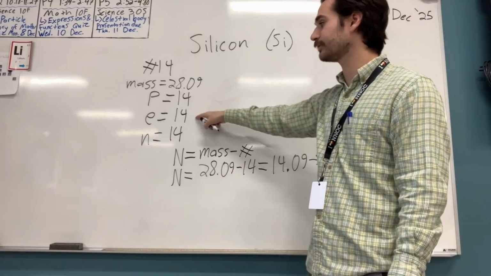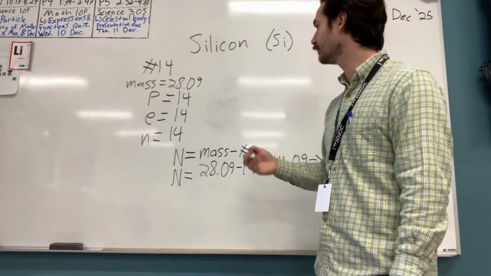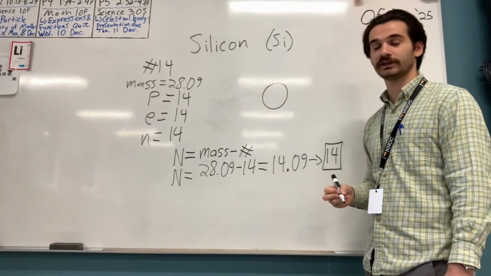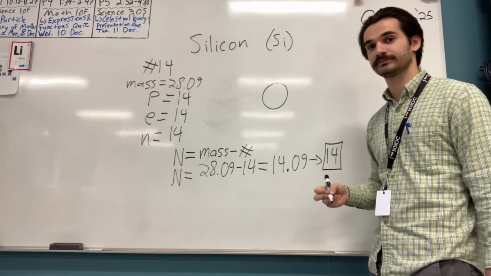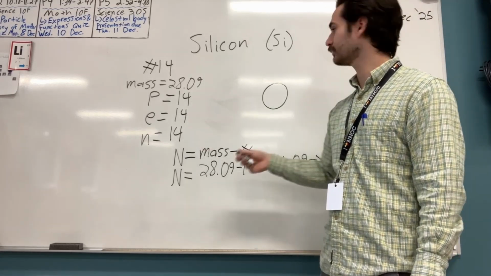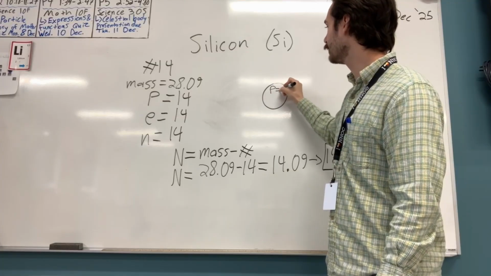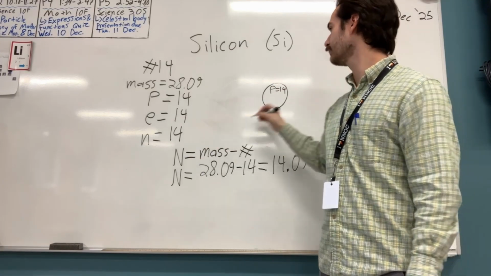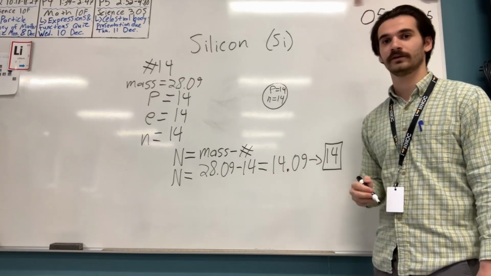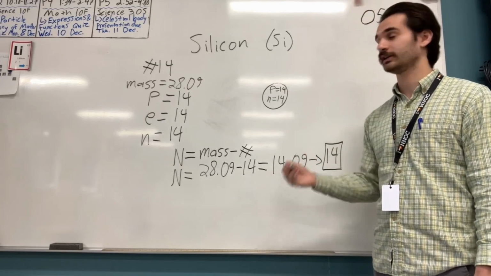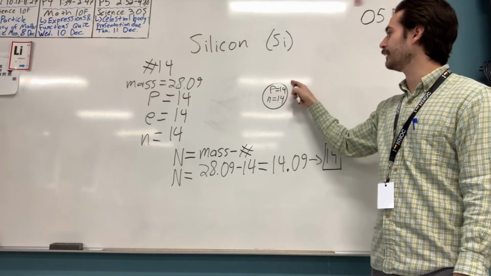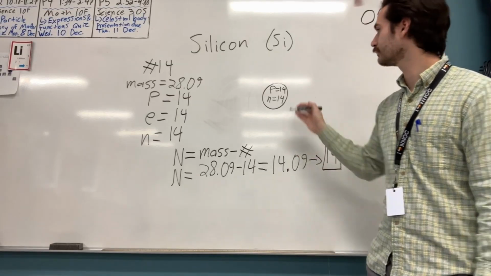Now that we have protons, electrons, and neutrons, we can do the diagram. So to start with, I'm going to do a small circle, and that's the nucleus. That's the center of the atom. In the nucleus, we have our protons and our neutrons. So I'm going to write P equals 14 and N equals 14. Now we still have our electrons to put. And electrons are not in the nucleus. They're in what are called the orbitals or the shells, and they're orbiting around that nucleus.